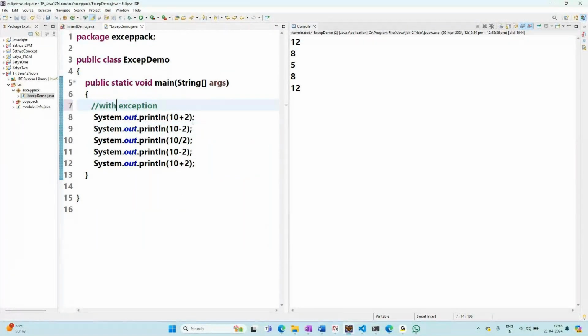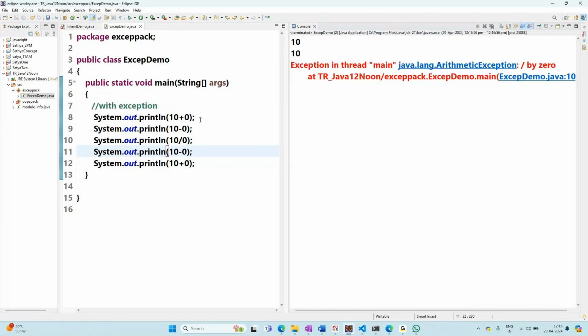So 10 plus 0, 10 minus 0, 10 divided by 0, so 10 minus 2, 0, and 10 plus 0. Okay, so I'm writing this. Now I will run, see what happens. So 10 will get executed, fine. Here also 10 gets executed, fine.